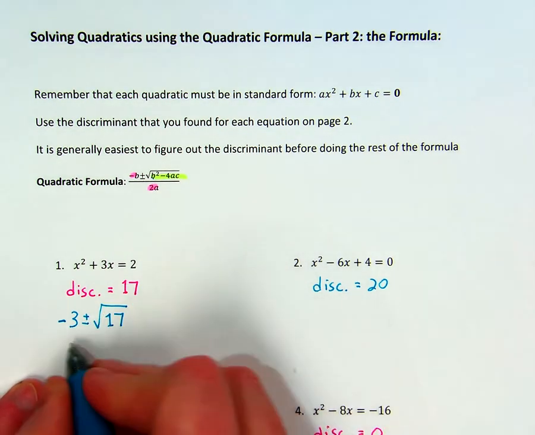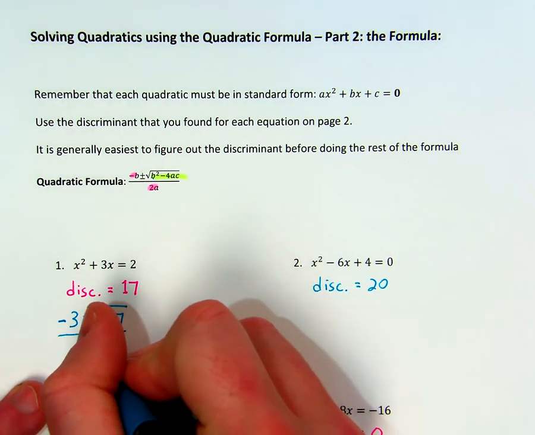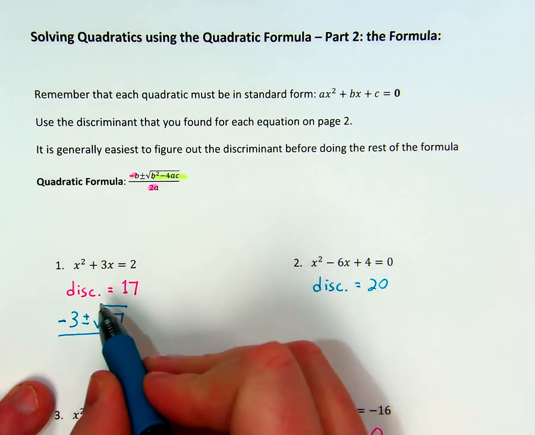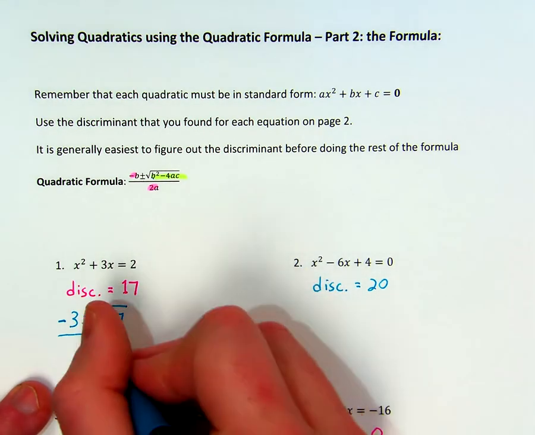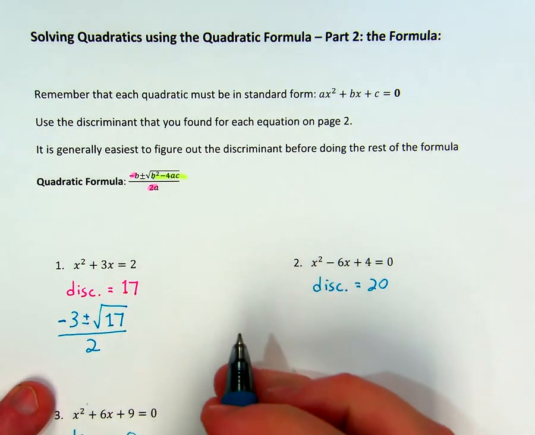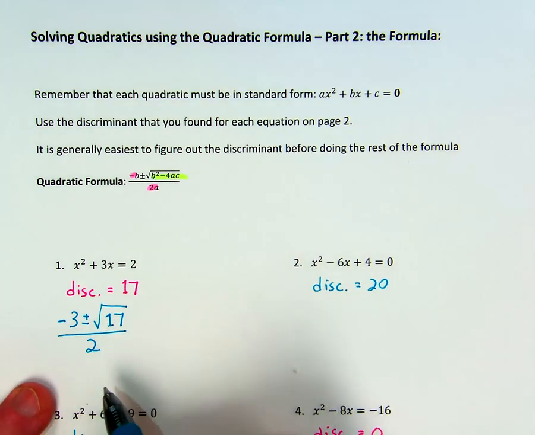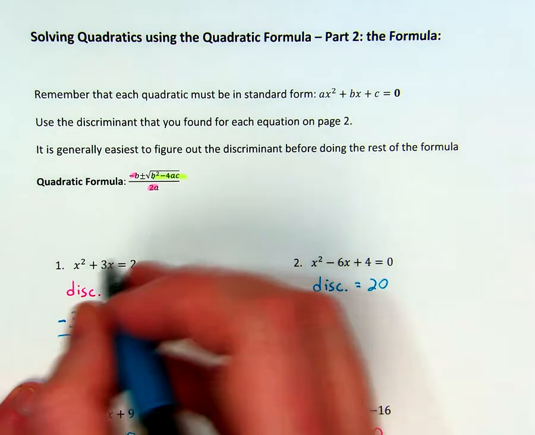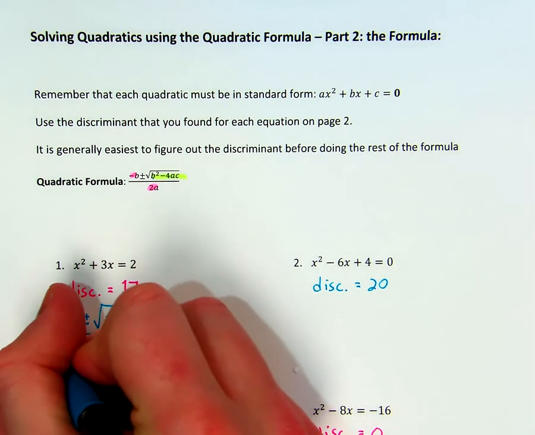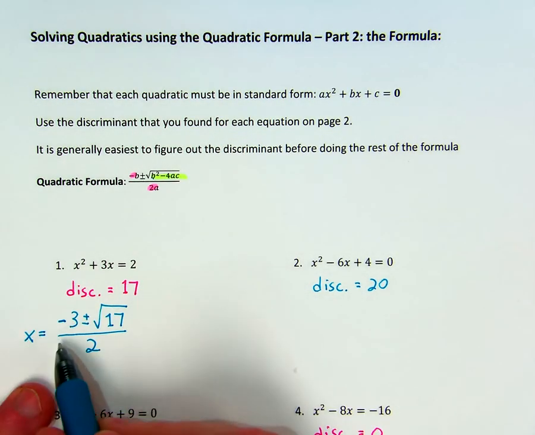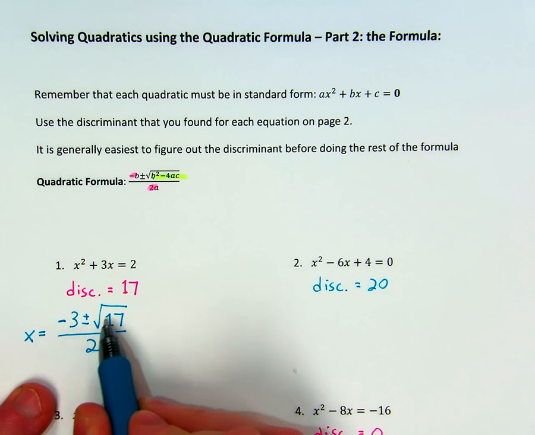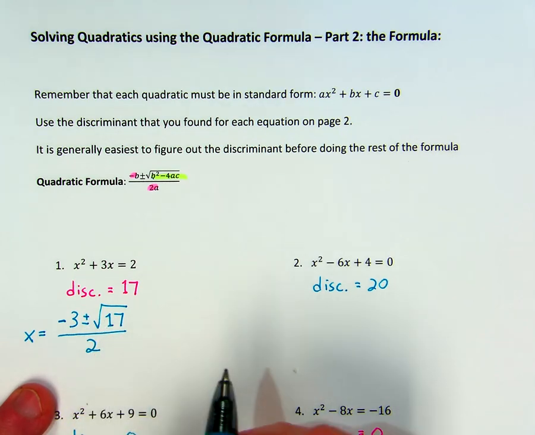And the last part of the formula is to put it over 2 times the a value. In this case, 2 times 1, which is 2. When you do these problems, you're going to end up with some funky answers that are fractions with plus minuses and square roots, and that's okay. You're actually finished with this one. X equals negative 3 plus or minus the square root of 17 over 2.